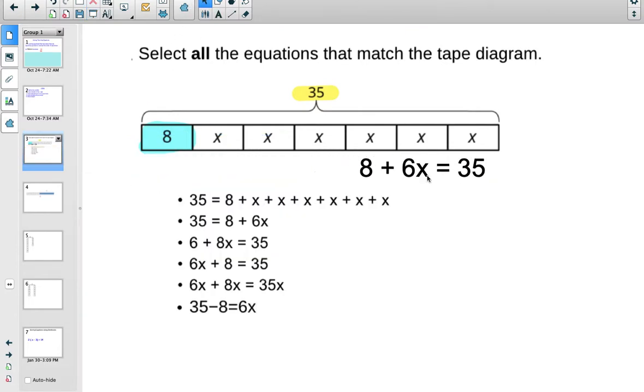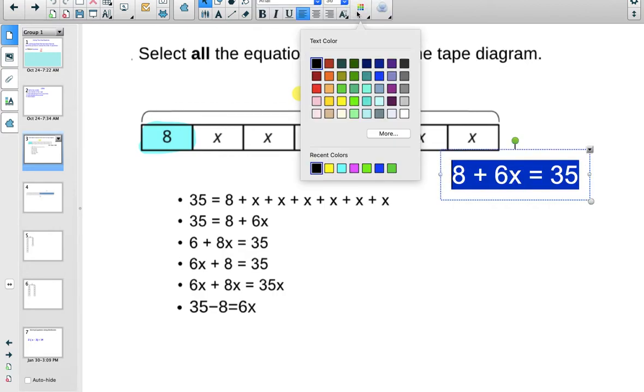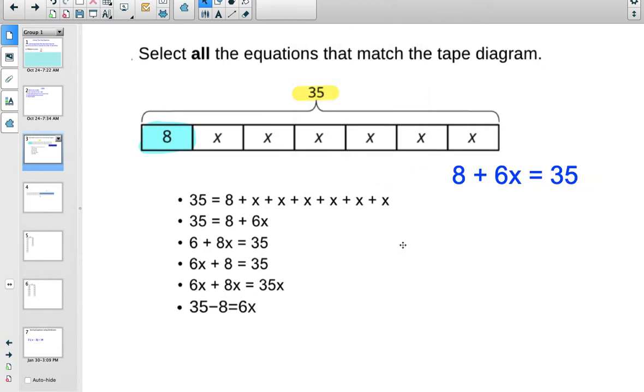Which of these equations also match what I have here in blue? Well, 35 equals 8 plus 1, 2, 3, 4, 5, 6 x's. Is that true? Yeah, it is. So I know that one would be considered true. What about this one? 35 equals 8 plus 6x. Isn't that the same thing as what I have here, just flipped around? So that one has to be true too.